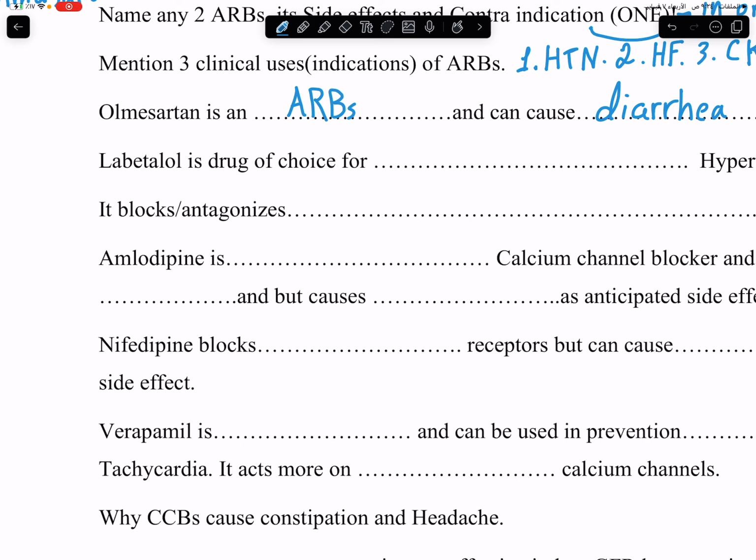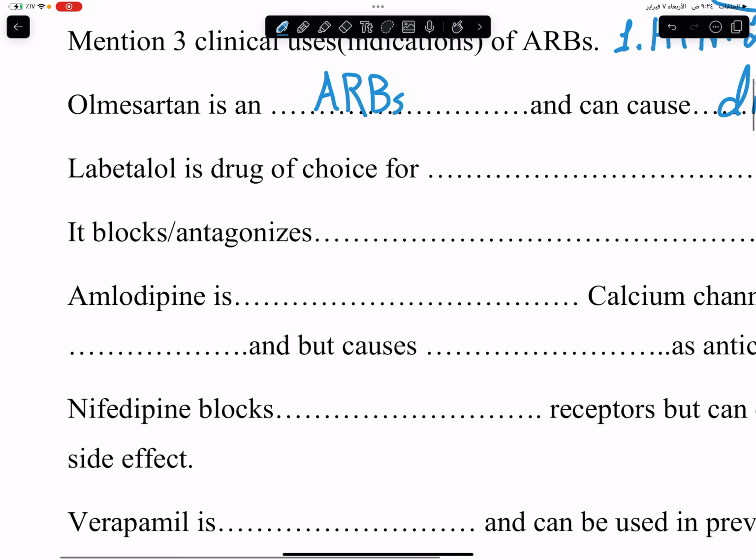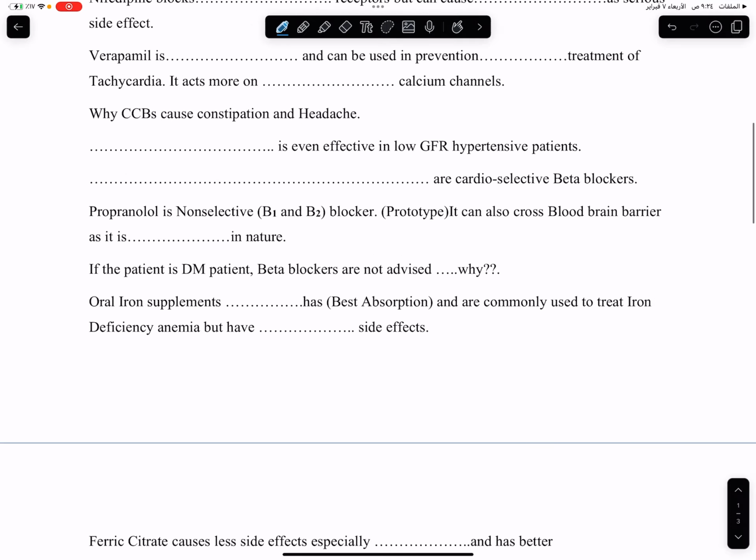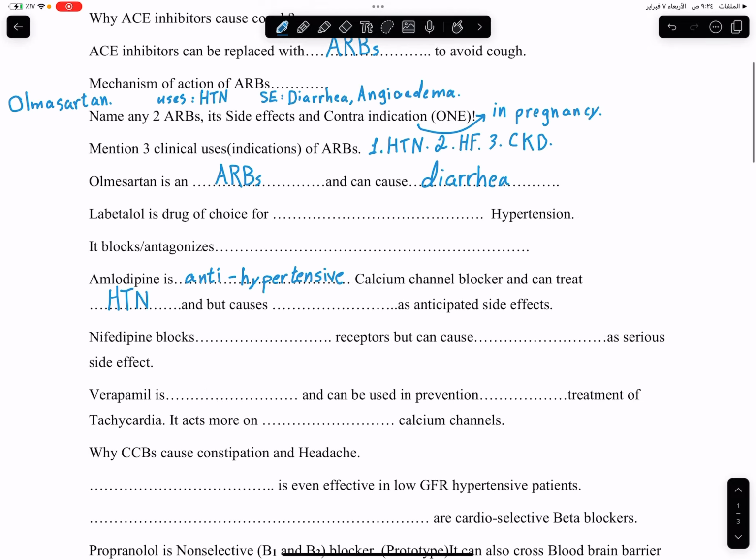Amlodipine. This is a very simple, common sense question. It is anti-hypertensive. Amlodipine is an anti-hypertensive, calcium channel blocker, and can treat what? Hypertension. So sometimes we put an easy question and students think again what is coming. But it causes what as an anticipated side effect?